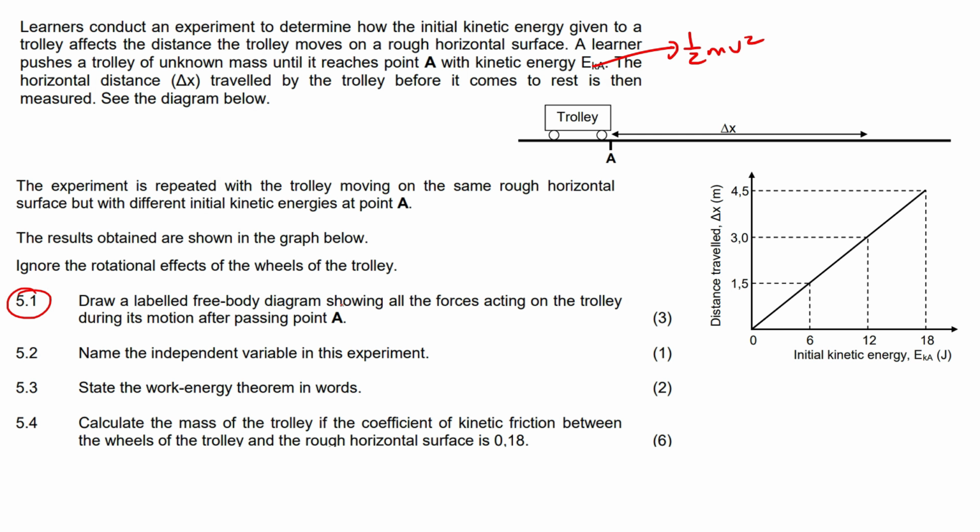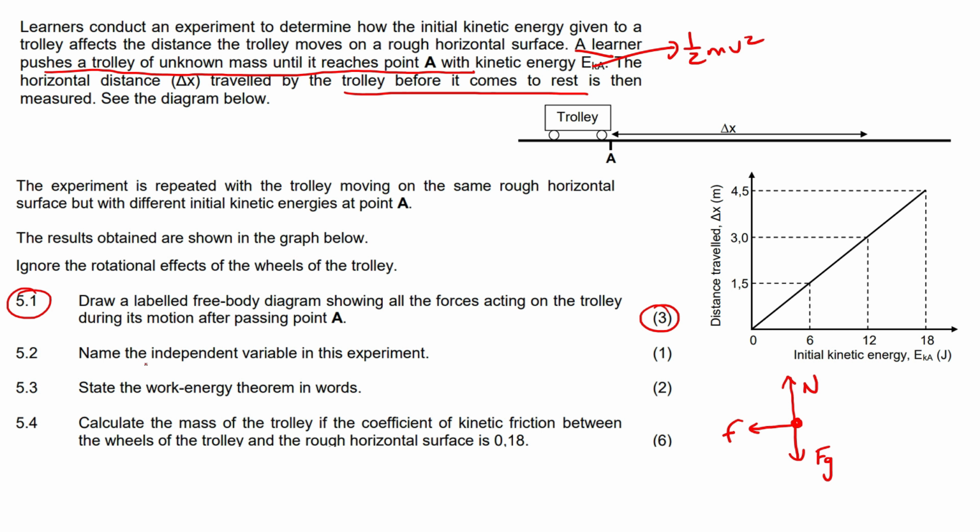So, first question. Draw a labeled free body diagram showing all the forces acting on the trolley during its motion after passing point A. So, after passing point A, there is no applied force. Remember, a learner pushes a trolley of unknown mass until it reaches point A. Then the learner would obviously let go, and that is why the trolley eventually comes to rest. So there is no applied force because we are looking at after it passes point A. So the only forces acting on it would be gravity. There would be a normal force from the surface acting upwards onto the trolley. And then there would be friction, which would always go in the opposite direction of motion. And that is why we get 3 marks, because we've got 1, 2, 3.